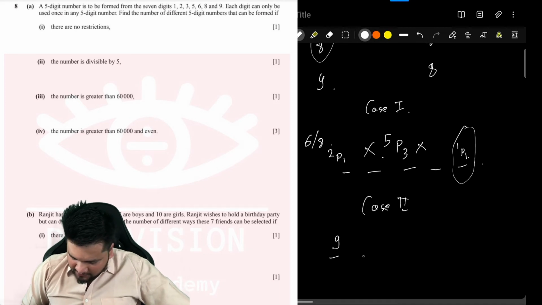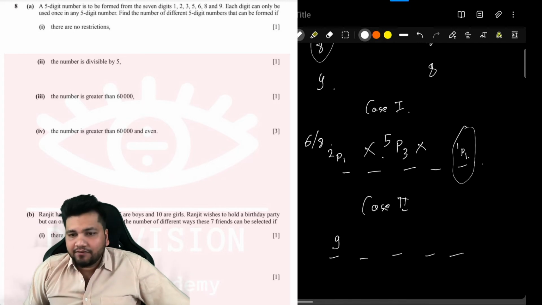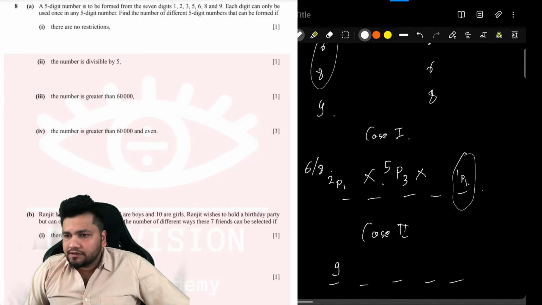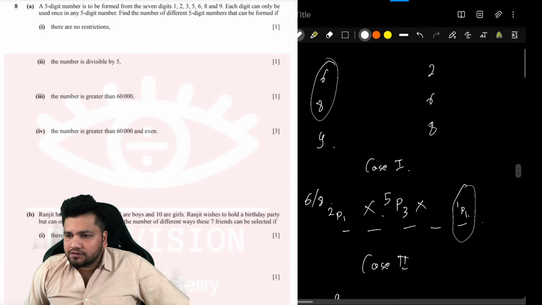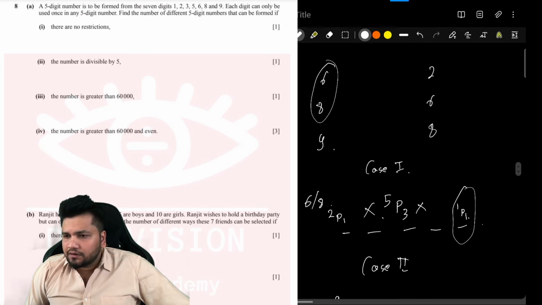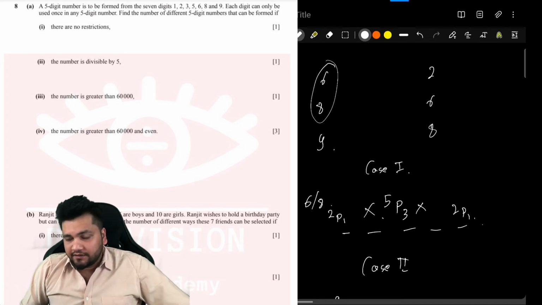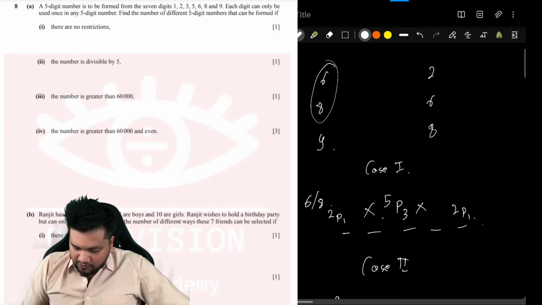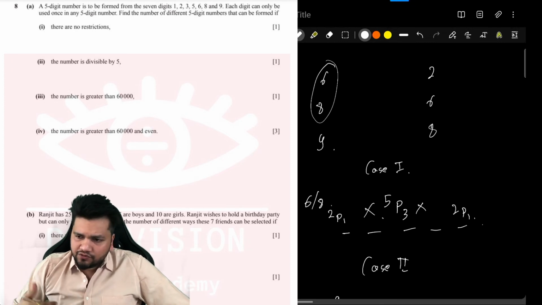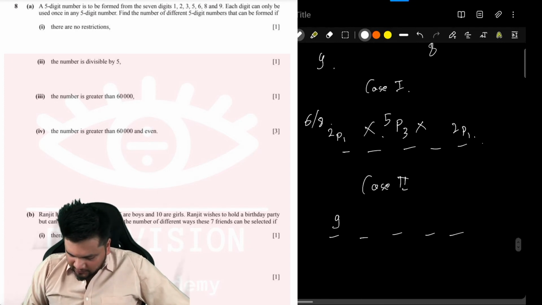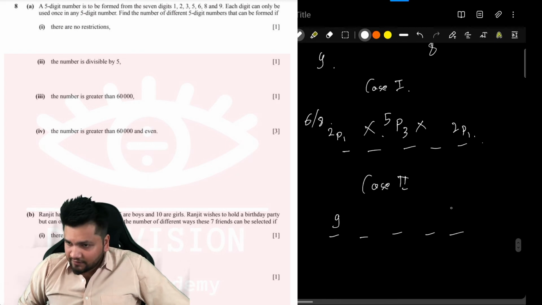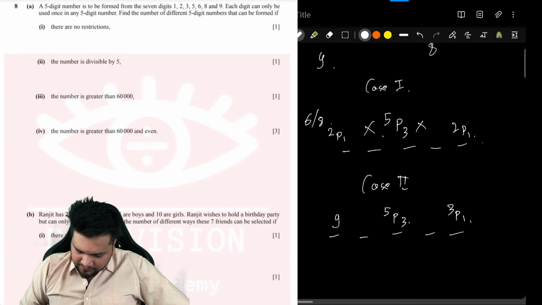So if it starts with 9, at last how many even numbers will we have? 2, 6, 8. Oh right, 2 also was there. Sorry, my bad. I thought there are only 6 and 8 as even numbers, but there is 2 also. So if I use one of the even numbers at first, then we will have 2 left, and out of those 2 we need to select one, so it's going to be 2p1. Here, if I start with 9, then we'll have 3 options, so it's going to be 3p1. Rest of the numbers as it is, 5p3.